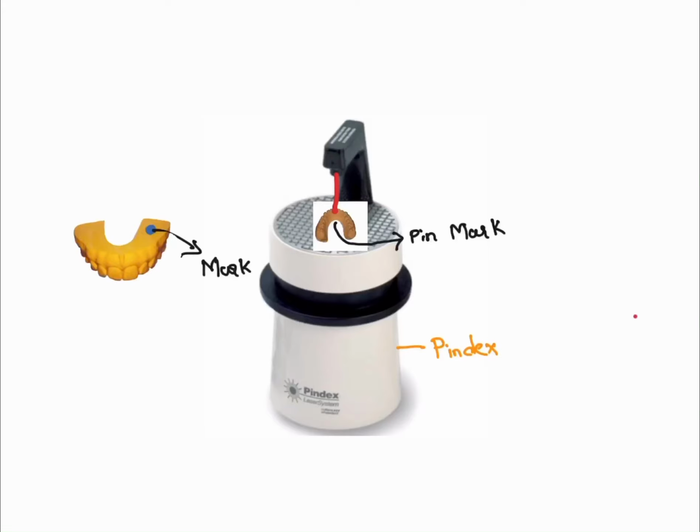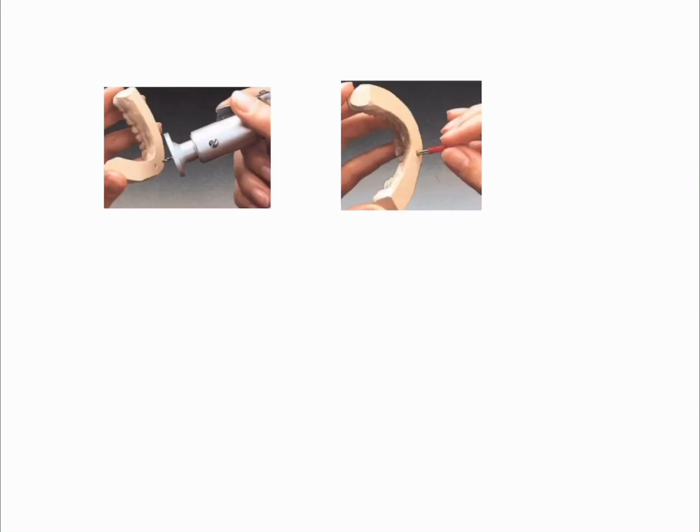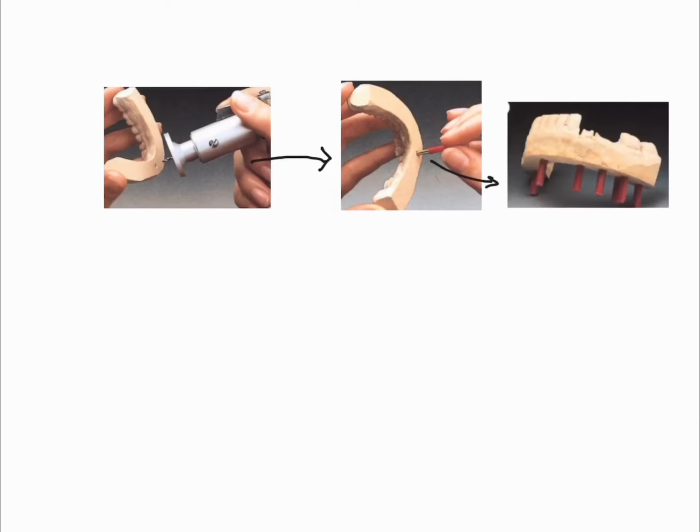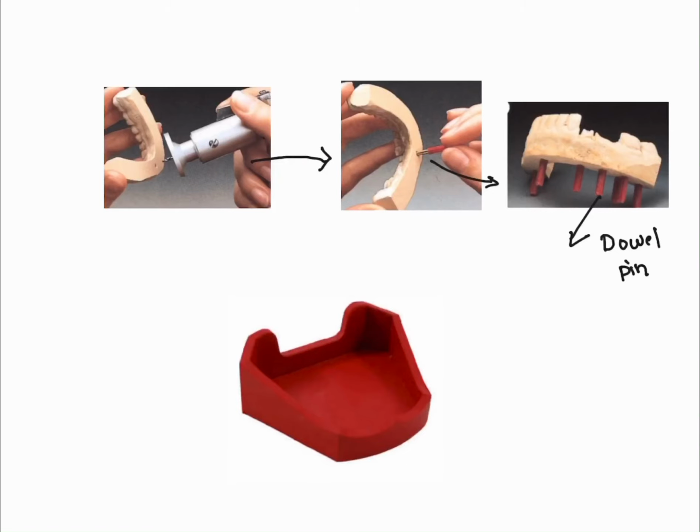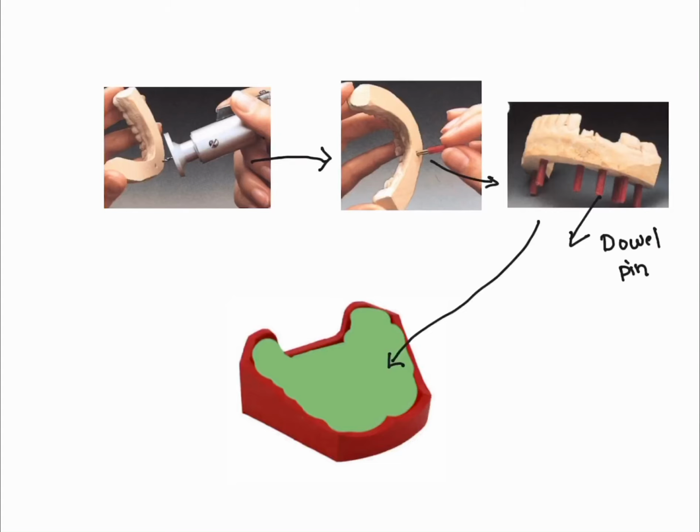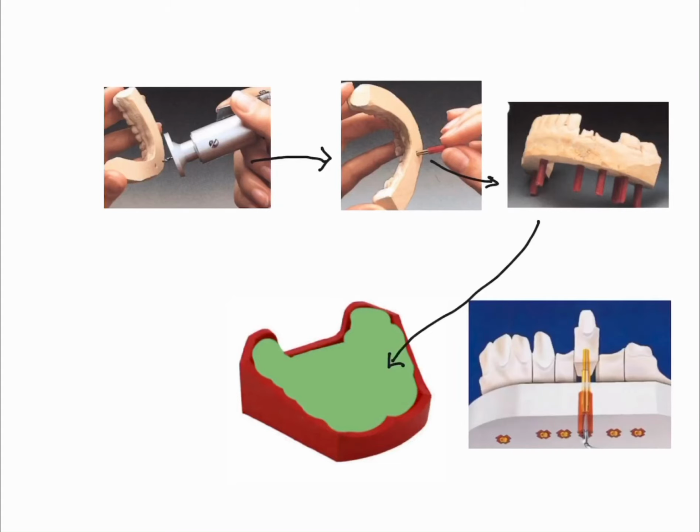After marking the point, we will drill a hole in that area. After drilling the area, we will place the dowel pin. In this way we can place dowel pins. Now we will take a base former. We will fill the base former with gypsum product and place our cast on this. So we will get the final cast like this.